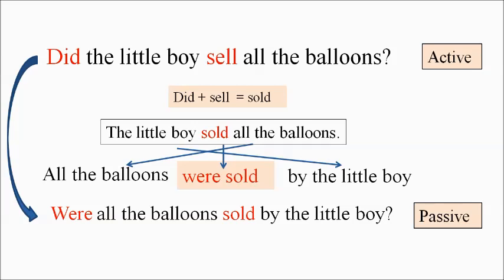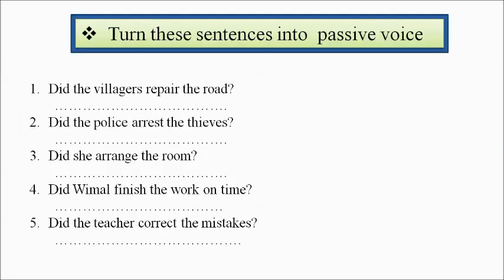Try to do this activity, children. Turn these sentences into passive voice. Number 1. Did the villagers repair the road? Number 2. Did the police arrest the thieves? Number 3. Did she arrange the room? Number 4. Did Vimal finish the work on time? Number 5. Did the teacher correct the mistakes?